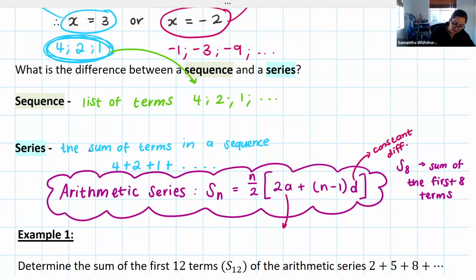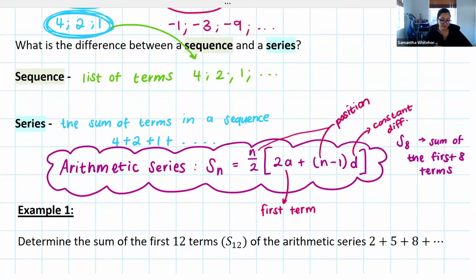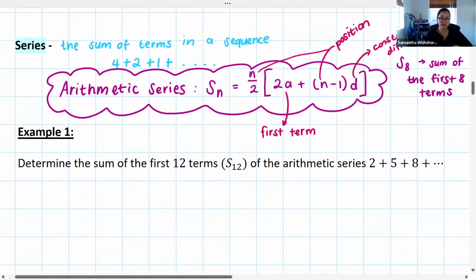And this a is still our first term. We know that n, so both of these n's represent the same thing, will represent the position of your term. And like I say, S of n is the sum of however many terms. So we need to be able to use this formula as we look at arithmetic series.